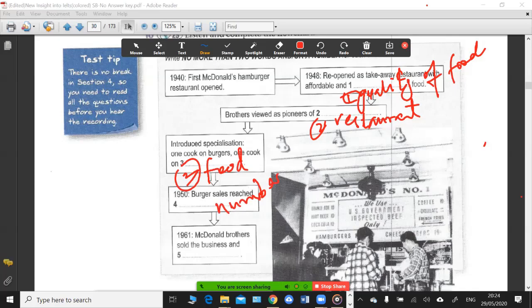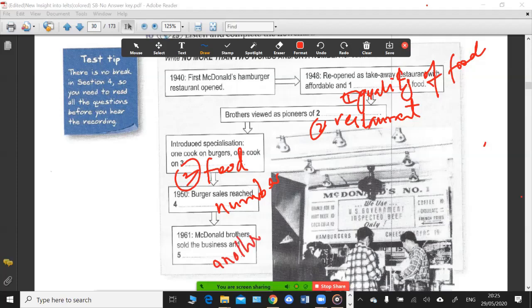The McDonald brothers sold the business and maybe they started another business, another job, or maybe they took the money and went to an island and stayed there for the rest of their lives. So no idea.